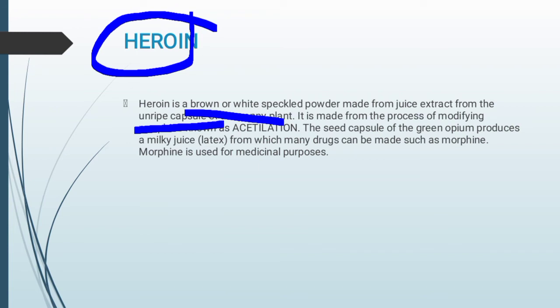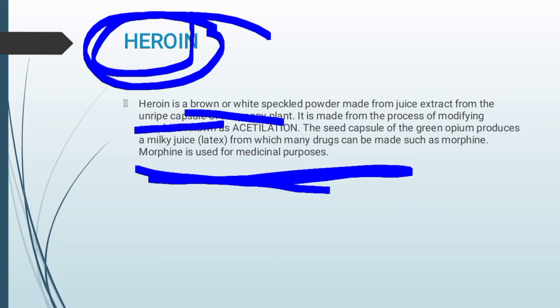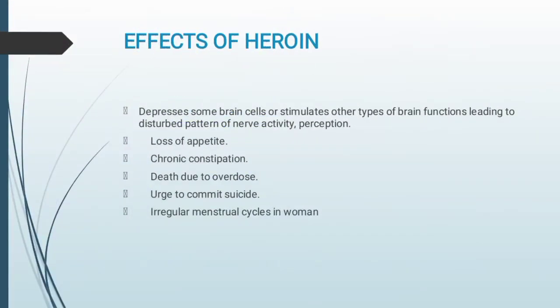The seed capsule of the green opium produces a milky juice from which main drugs can be made, such as morphine. Morphine is used for medical purposes. But heroin, which is produced when modifying morphine through acetylation, is a drug. Let us look at its effects. It depresses some brain cells or stimulates other brain functions, leading to a disturbed pattern of nerve activity and perception. It affects the brain as well.